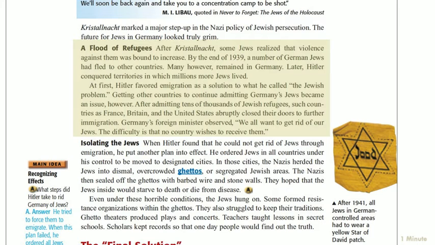Okay, so this section is looking at how people after Kristallnacht began to realize that Germany was not a safe country if you were Jewish, that they began to want to emigrate, to leave. Okay?